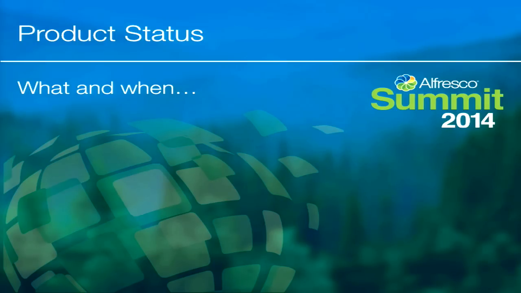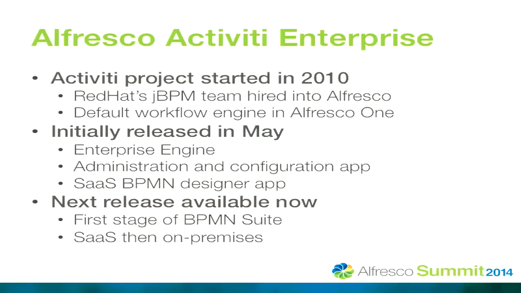So where are we? Some people will know about the history of Activiti. It started as a project in 2010, and what happened was a couple of the jBPM guys were not twiddling their thumbs. They were looking to do something interesting and maybe jump forward in terms of what the process engine was doing at the time. So we hired in a couple of the leads from jBPM and started them working on Activiti.